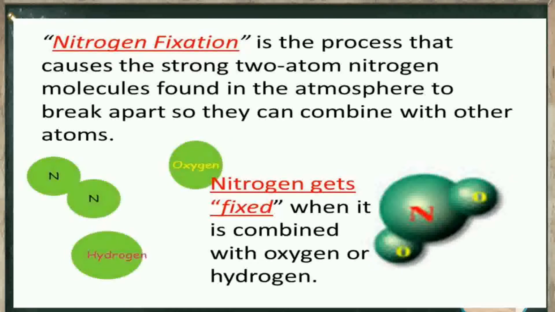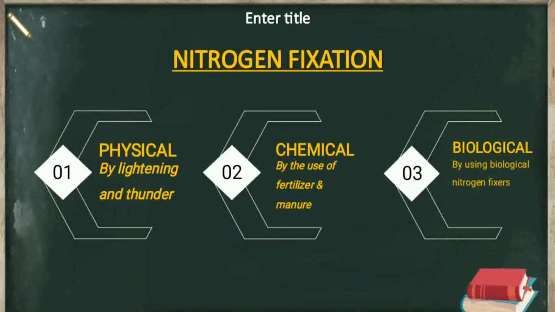It is the process that causes strong two-atom nitrogen molecules found in the atmosphere to break apart so that they can combine with other atoms. Nitrogen then gets fixed when it combines with oxygen or hydrogen, and generally it forms ammonia, which is the fixable form. Now, how does the fixation occur? In nature, we have three methods by which nitrogen can be fixed.